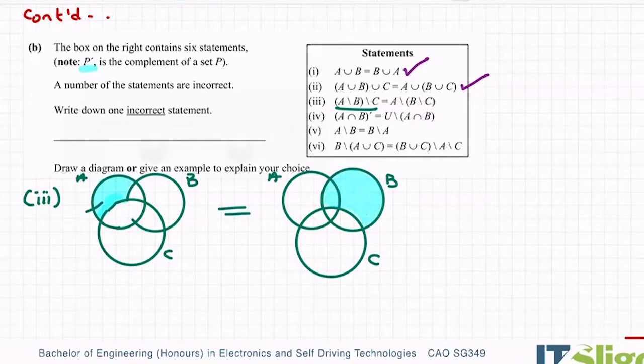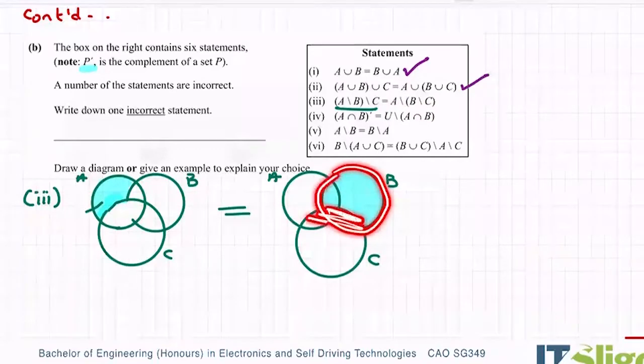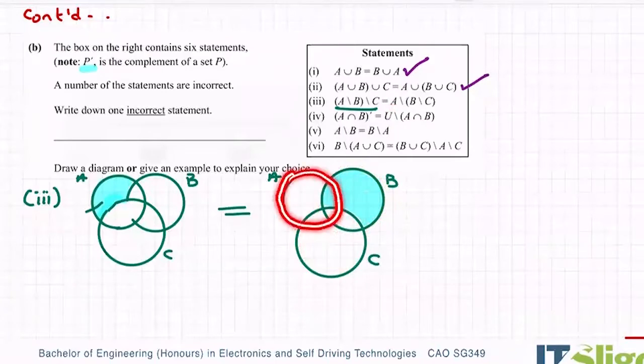Okay, so that's B less C. So it's all of B, just not the part that's in C. Okay, and now I have to do the set A less B less C. So anything I coloured in blue has to be taken out, and this is A less B less C.